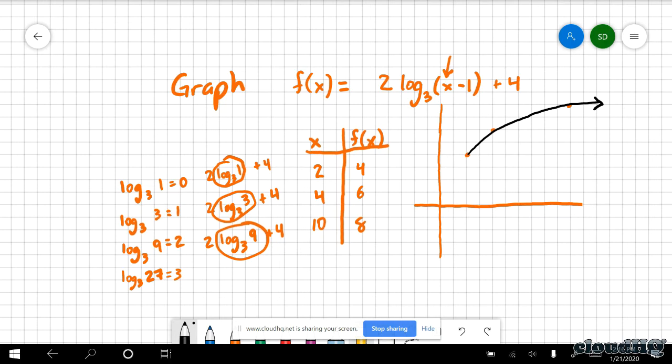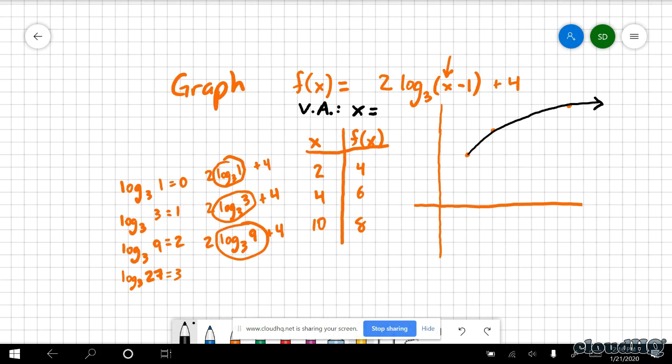Do we have any asymptote? What kind of asymptote does a log have? Horizontal or vertical? It has a vertical asymptote. And vertical asymptotes have the equation x equals, what number would it be in this case? X equals what? By default, it's 0 unless we have a certain kind of transformation.